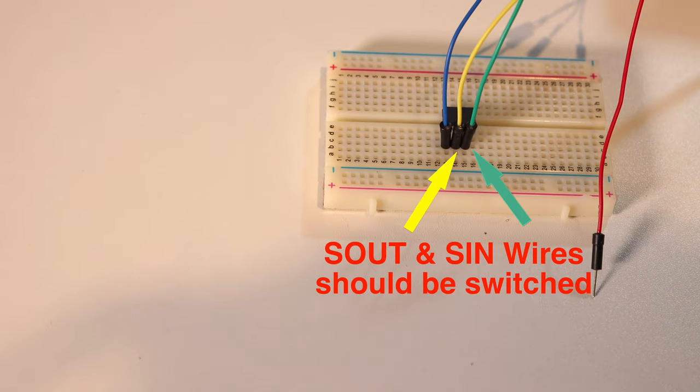We are going to pause here quickly. Now my SIN and SOUT wires are actually incorrectly positioned here. They should have been flipped, otherwise the computer would not be able to communicate with the printer, which I found out later.